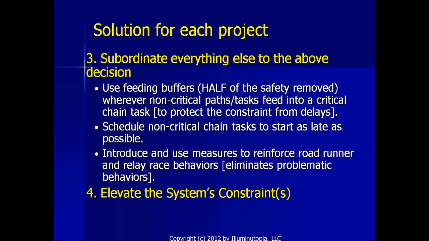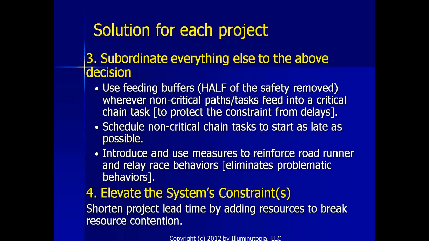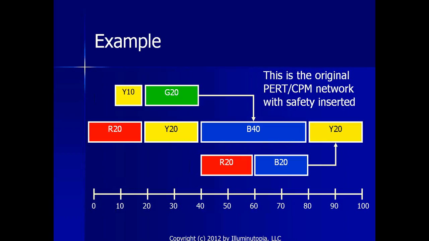And then elevate the system's constraint is we shorten project lead time by adding resources to break resource contention, meaning resource contention is a term we use when identifying the critical chain or working with the critical chain of when a resource has to be doing 2 tasks at the same time, we have to schedule those tasks so that they don't overlap. So let's take a look at an example here.